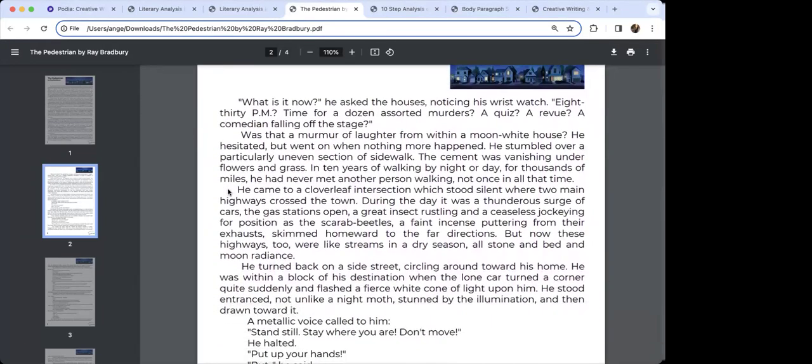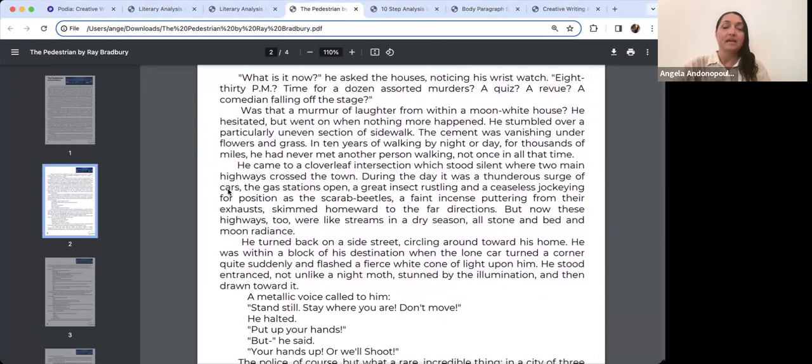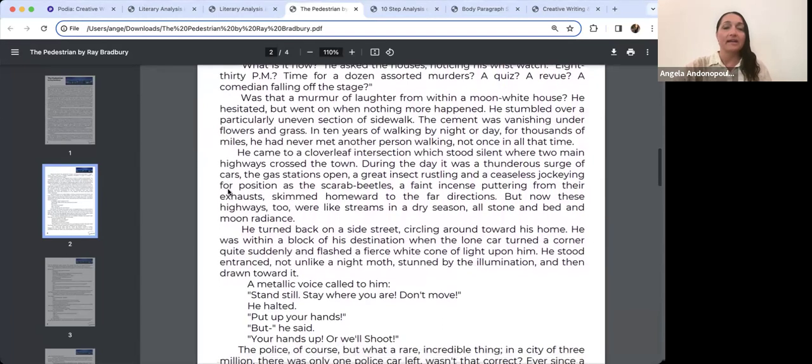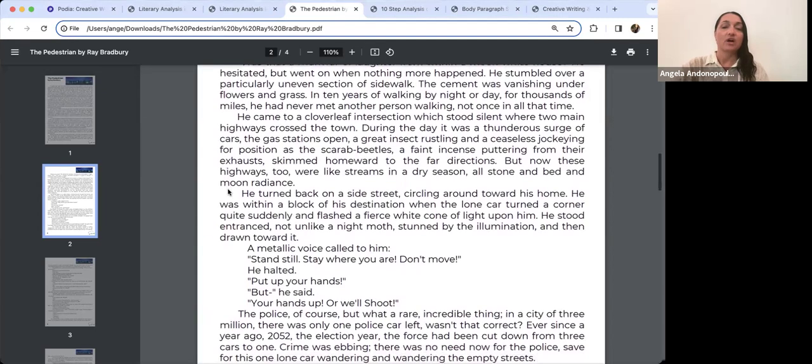"What is it now?" he asked the houses, noticing his wristwatch. 8:30 p.m. Time for a dozen assorted murders, a quiz, a review, a comedian falling off the stage. Was that a murmur of laughter from within a moon-white house? He hesitated, but went on when nothing more happened. He stumbled over a particularly uneven section of sidewalk. The cement was vanishing under the flowers and grass.